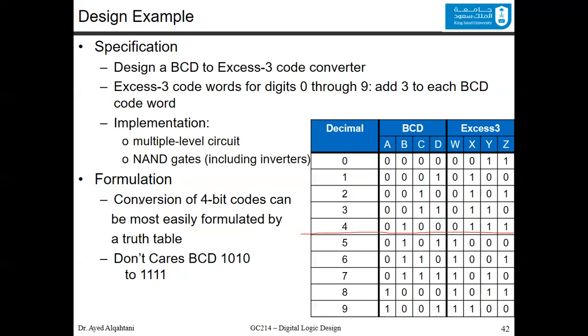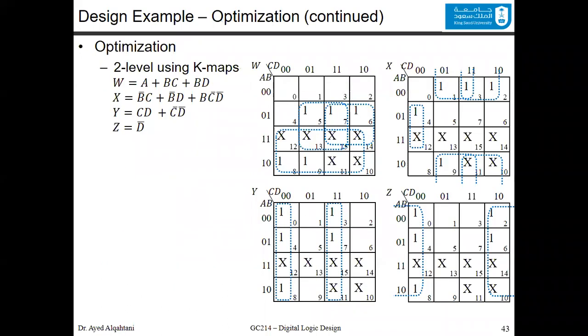For the formulation, you make a conversion of 4-bit codes that can most easily be formulated by a truth table this way. So that's your first formulation. You construct the truth table, and you know that the other codes after the 9, which are A, B, C, D, E, and F, or 10, 11, 12, 13, 14, and 15, we will consider them as don't cares when we do the optimization.